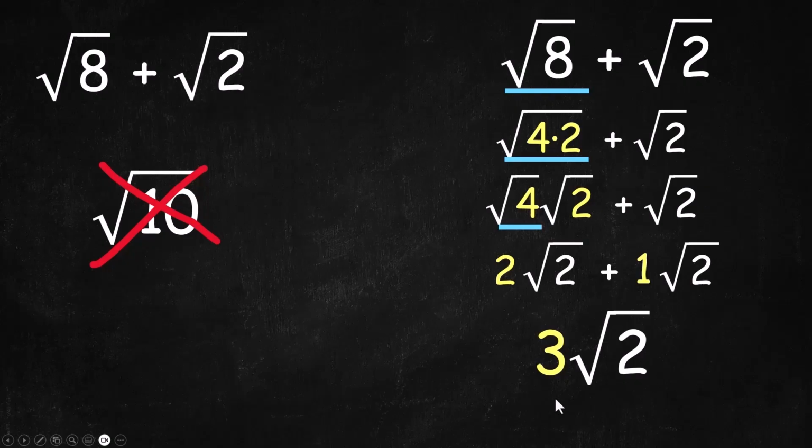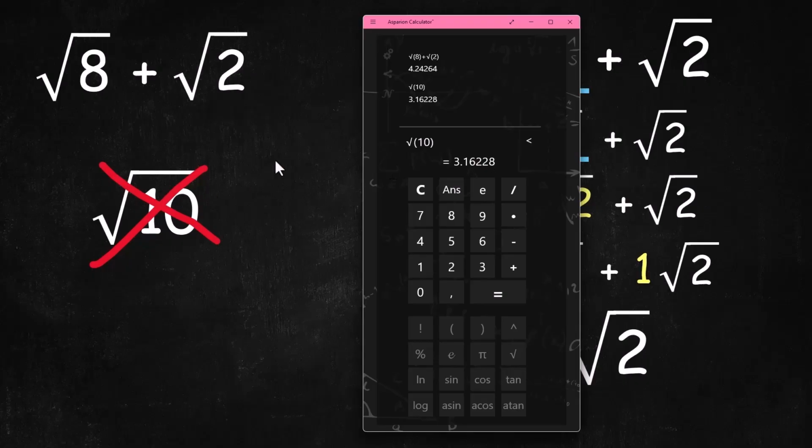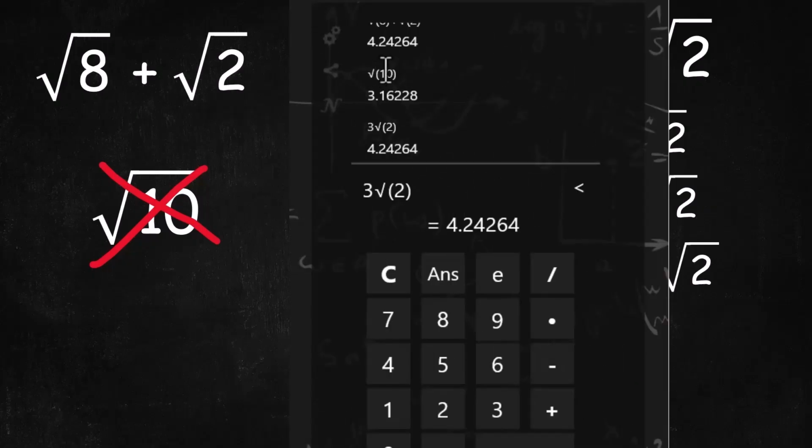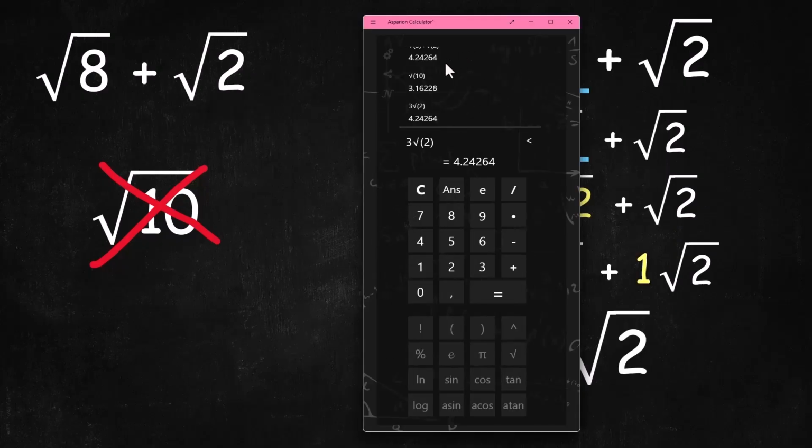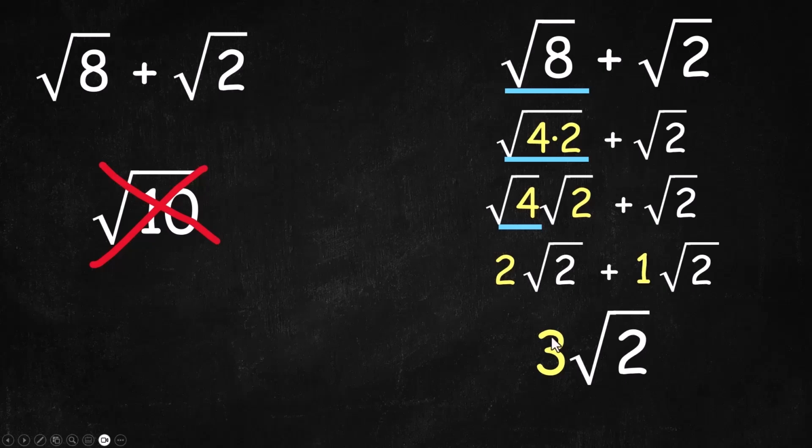So does this work? And again, if you're getting graded on it, I check it all the time anyway. Okay, so I still have this. Let's put in 3 square root 2. What we're trying to match is square root of 8 plus square root of 2, which is 4.24, and 3 times the square root of 2 is also 4.24264. They match. So this is the answer that was on my answer key. Yay!